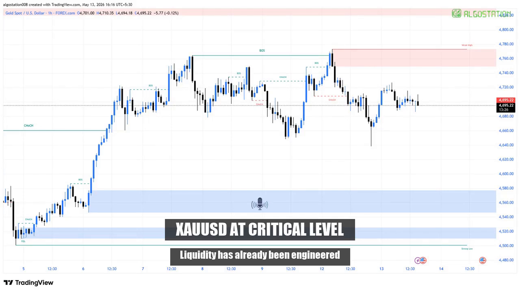Gold is sitting at one of the most important decision points of the week. Price has aggressively expanded higher, swept liquidity, and now sits in a zone where institutions often decide whether to distribute or continue expansion.